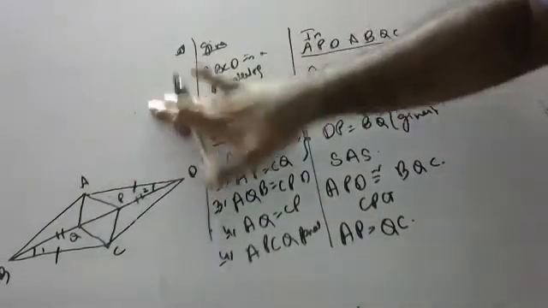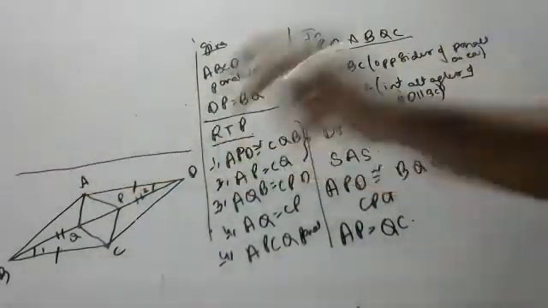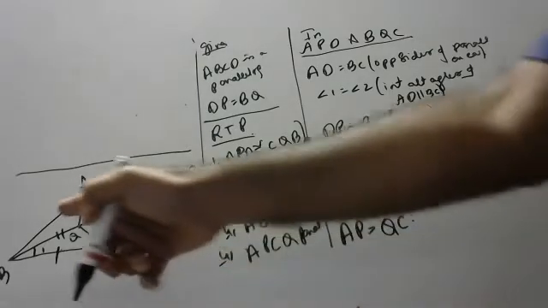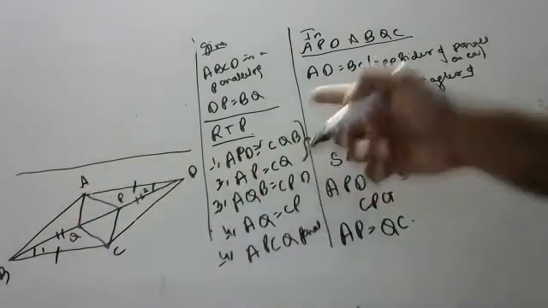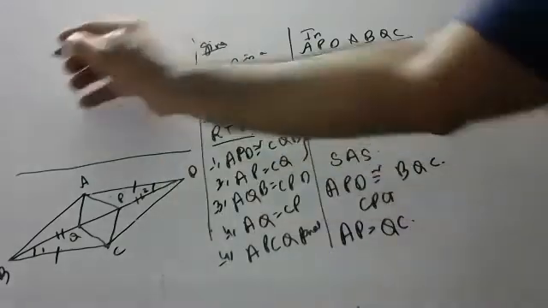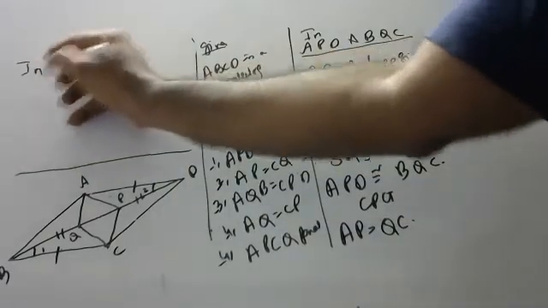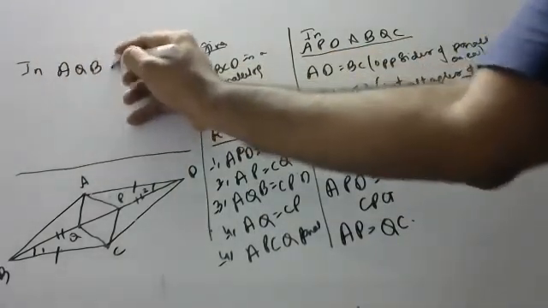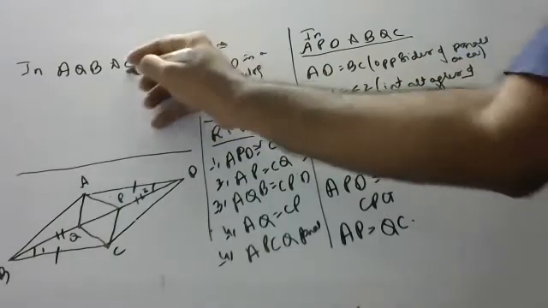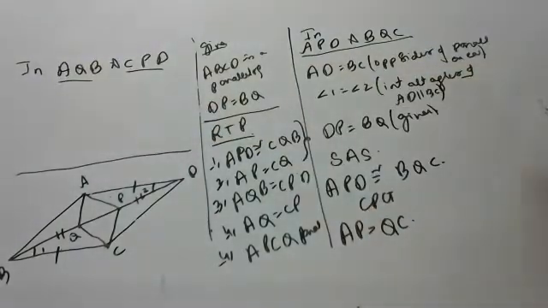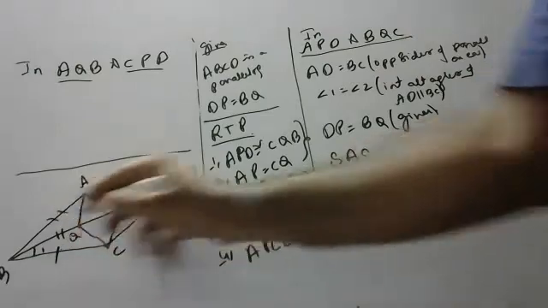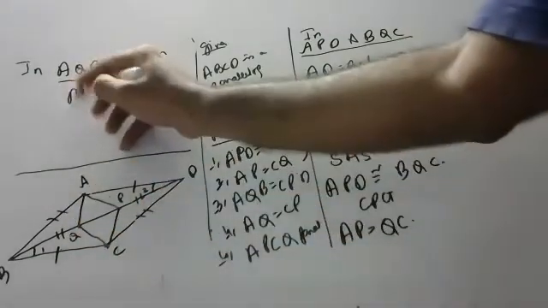Please see here, children. I will do it easily so that you will understand. Those who didn't understand: in triangles AQB and CPD, what will I write? Don't copy, children, first you listen. AB is equal to CD. Why, children?